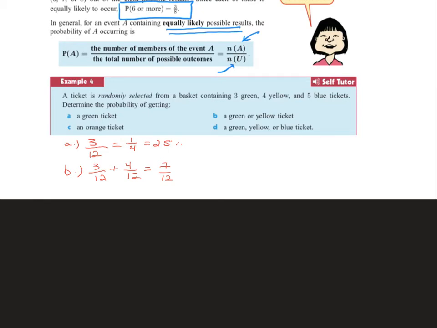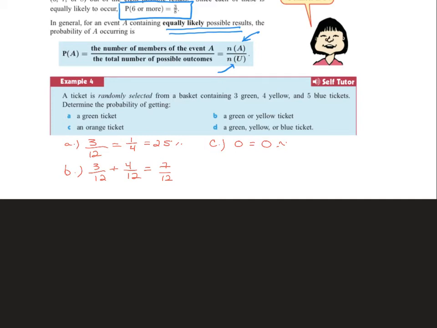So what about an orange ticket? Well, in orange ticket, I don't see any orange tickets. So what's the probability of getting an orange? 0 or 0%. Because it's not actually in the sample space, in that universal set.